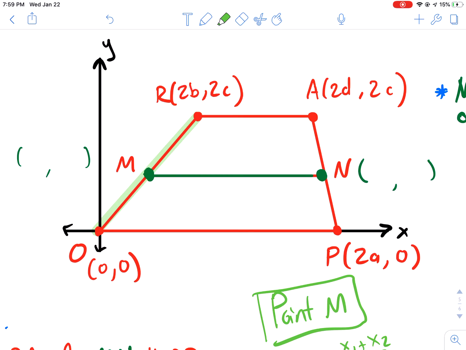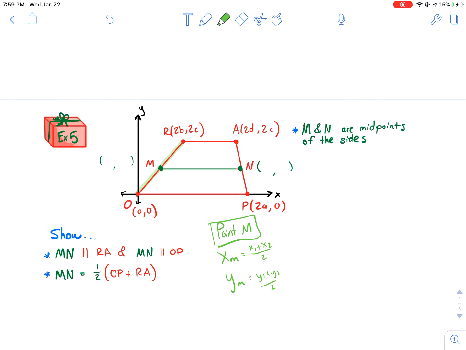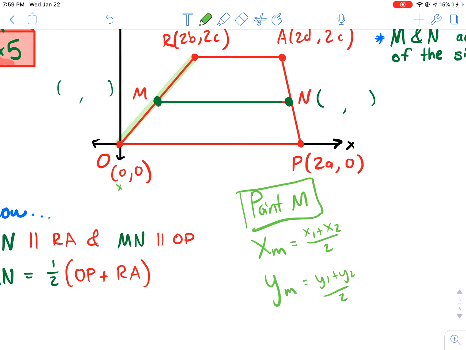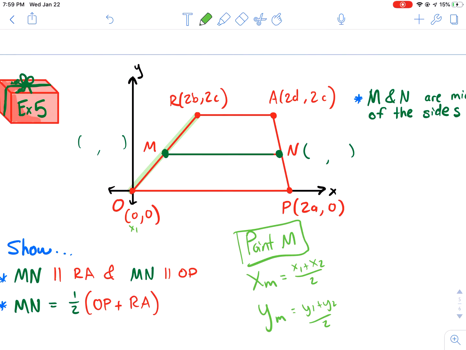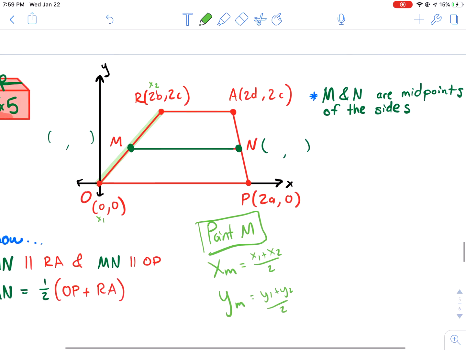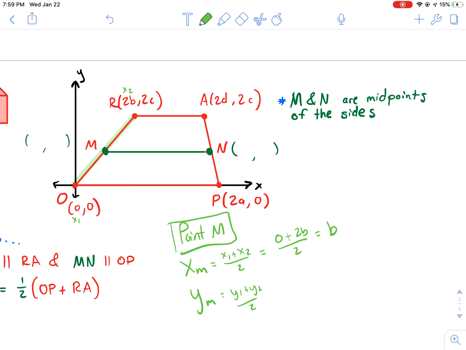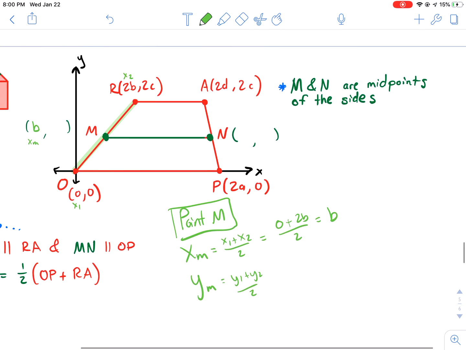So let's erase that. Now, we need to label. Here we have labeled that we need an X1 and an X2. It doesn't really matter, but let's call this one X1 and let's call this one X2. Now we just plug it in. So X1, 0, plus X2, 2b, divided by 2. 2b plus 0 is 2b, divided by 2, we are just left with b. So now we have our first XM coordinate for point M, and that is b.